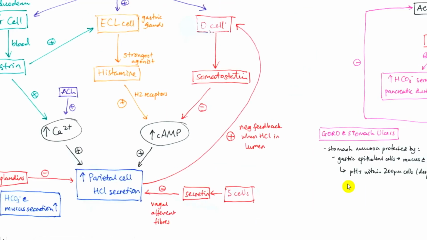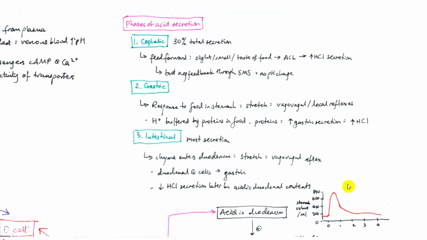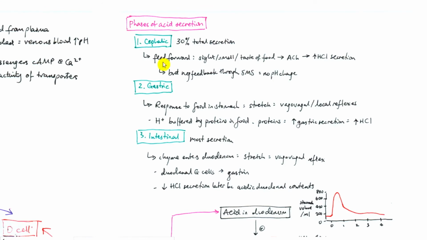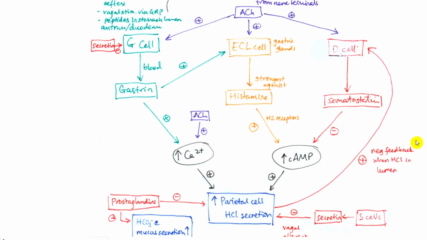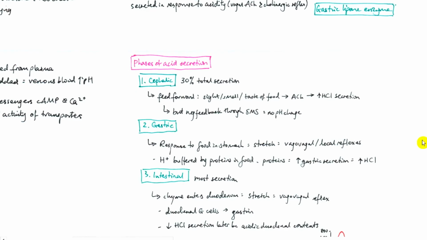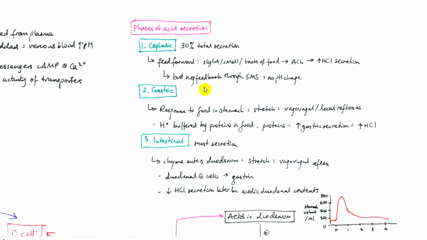Now, there's phases of acid secretion. Firstly, before eating the meal, there's the cephalic phase, and this accounts for about 30% of the total secretion. So this is a feed-forward signal, where the sight, smell, and taste of food cause acetylcholine to be released from nerve terminals in the parasympathetic nervous system and increase the HCl secretion via all these methods. But there's usually negative feedback through the somatostatin, so there's not much of a pH change.